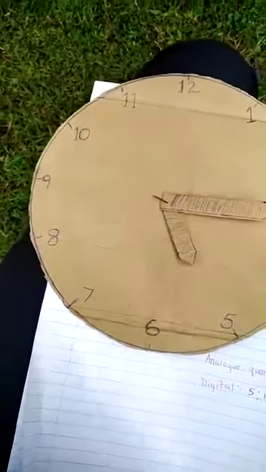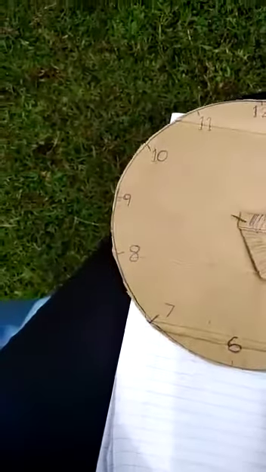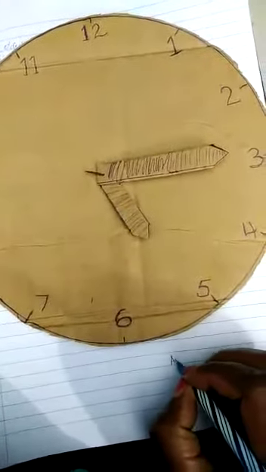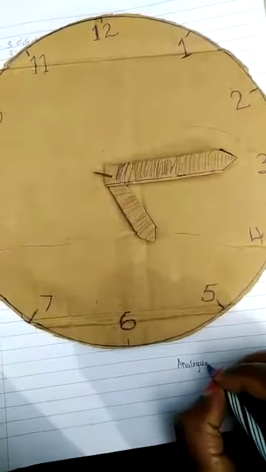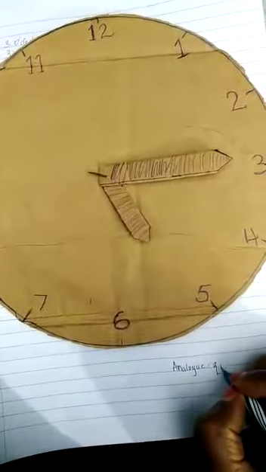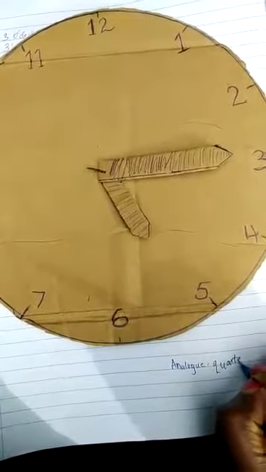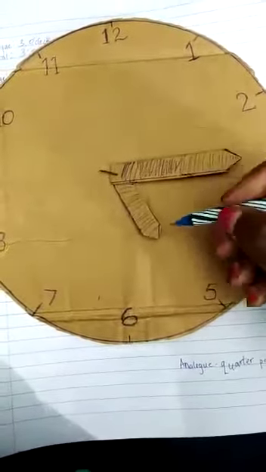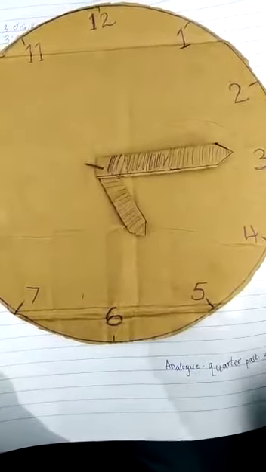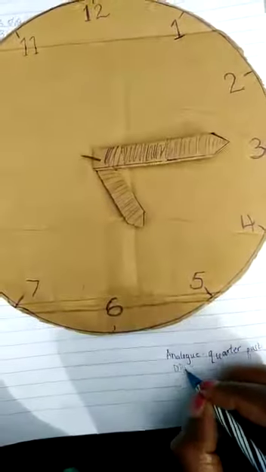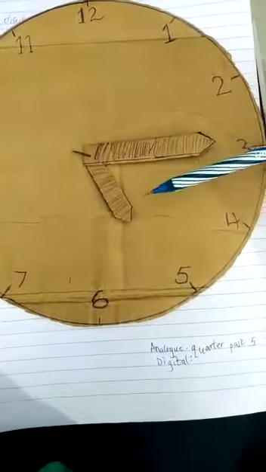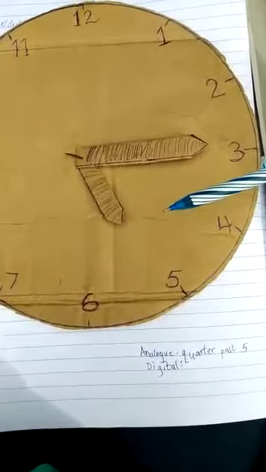That way. So, the analog time, it is quarter past. The short hand has passed 5. Then the digital time, we are writing it in numbers.